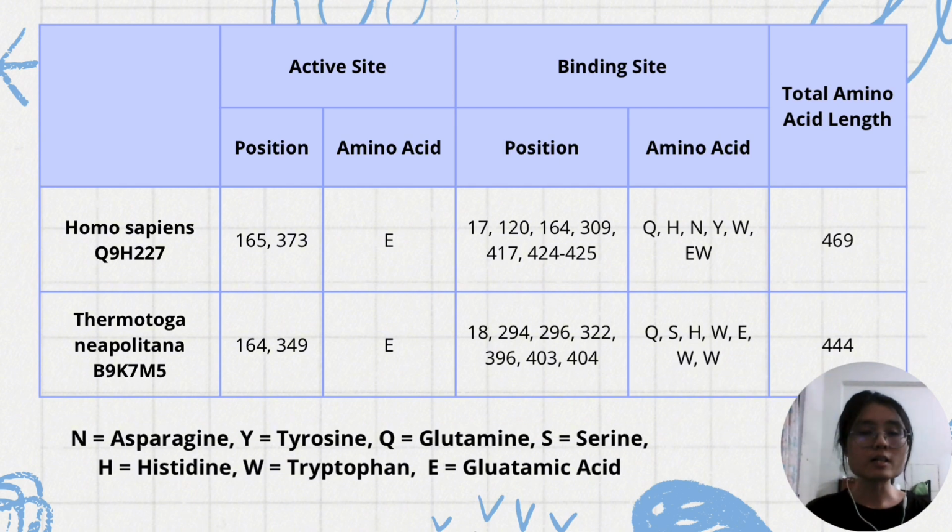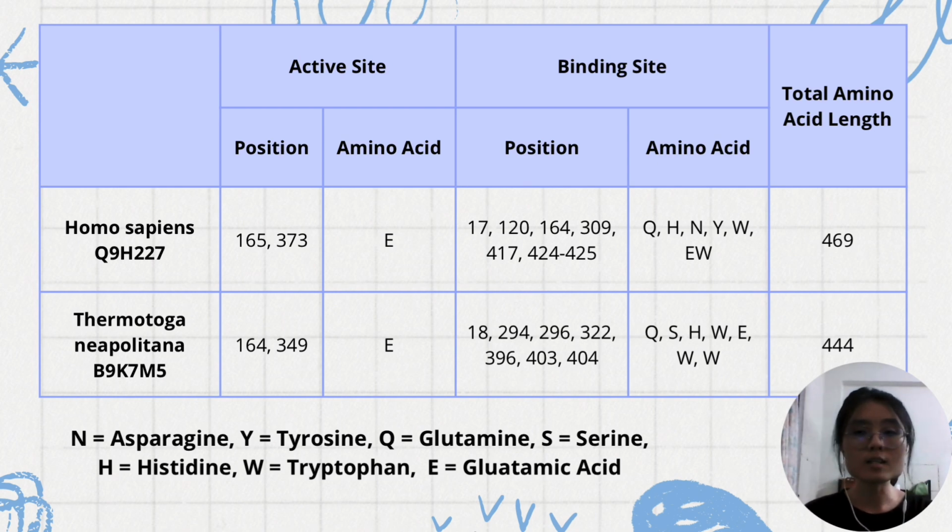This is the amino acid sequence analysis. The total amino acid length for Homo sapiens Q9H227 is 469. It has two active sites, both of which involve glutamic acid. It also has 6 binding sites which involve glutamine, histidine, asparagine, tyrosine, and tryptophan.